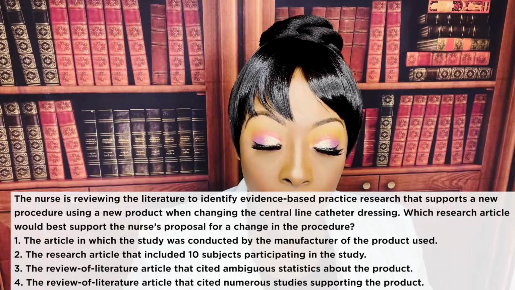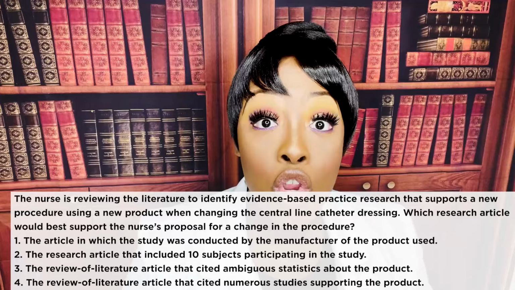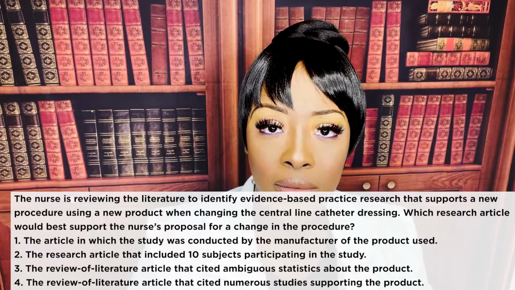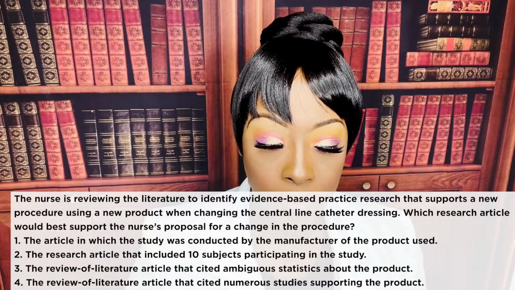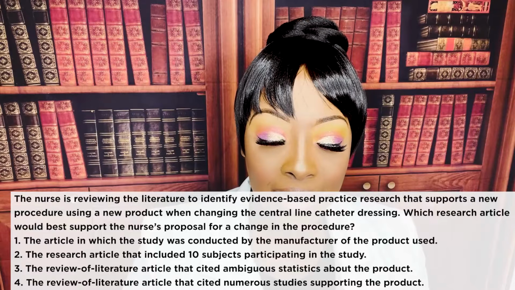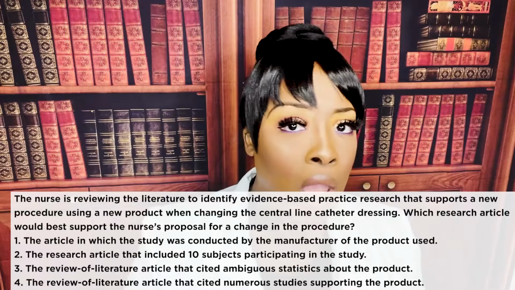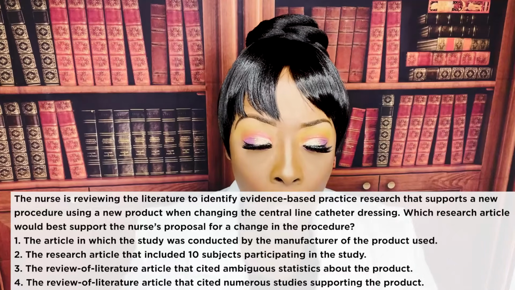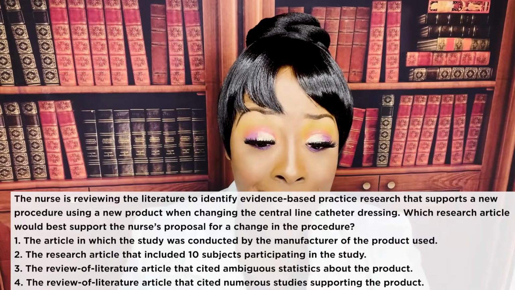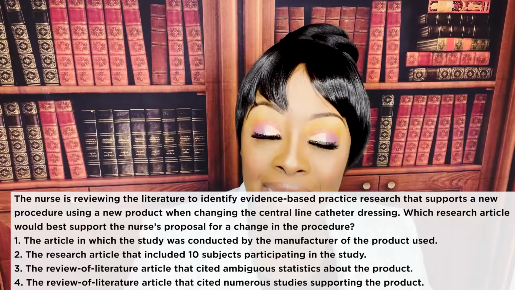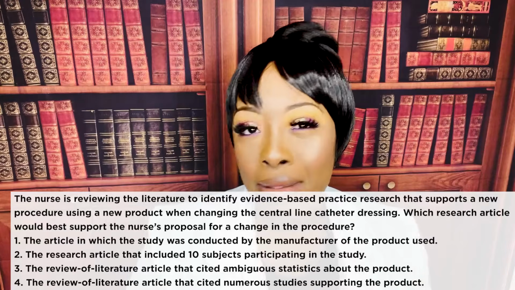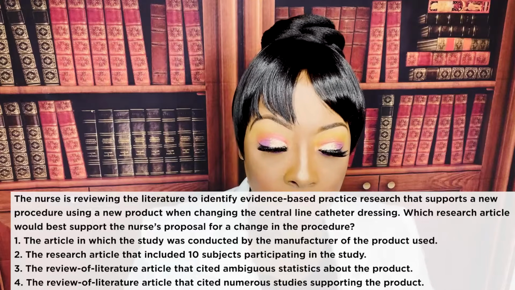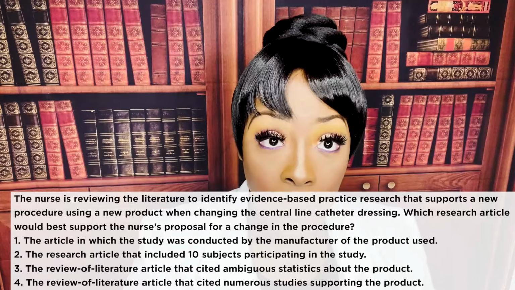And guys, the correct answer is 4. The review of literature that cited numerous, as in many studies supporting the product. Now let's look at our wrong answer choices. 1, the article in which the study was conducted by the manufacturer of the product used. Don't you think there's a conflict of interest here? So no, we're not choosing that one. Choice 2, the research article that included 10 subjects, only 10 subjects? How is that study going to be reliable when you only had 10 subjects? Absolutely not, that's wrong. Choice 3, a review of literature article that cited ambiguous.